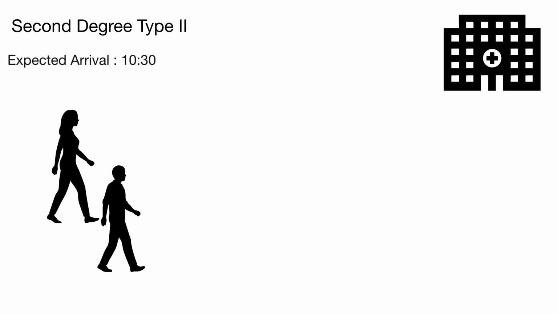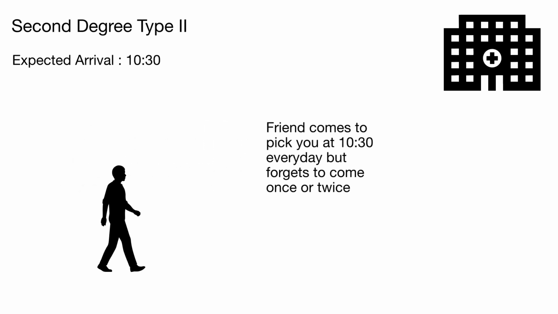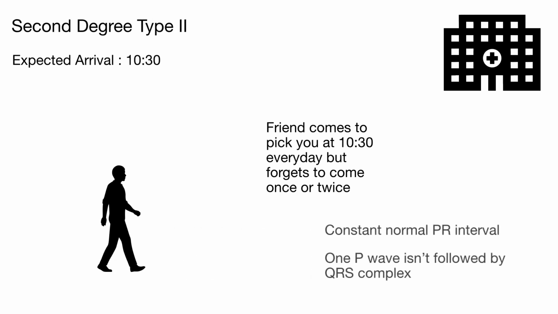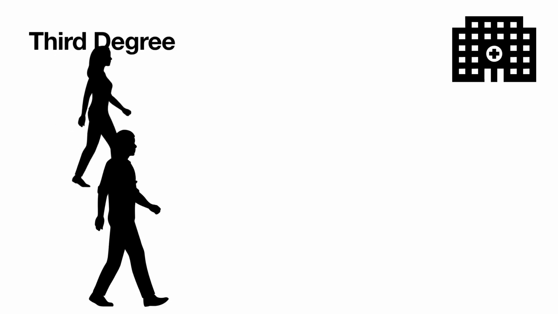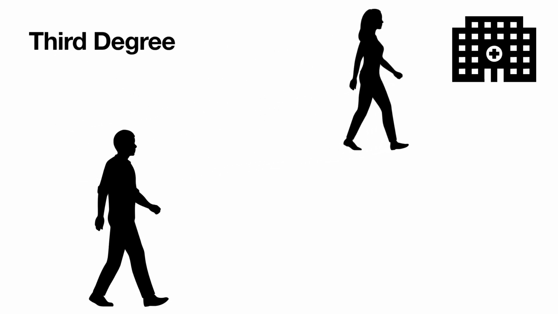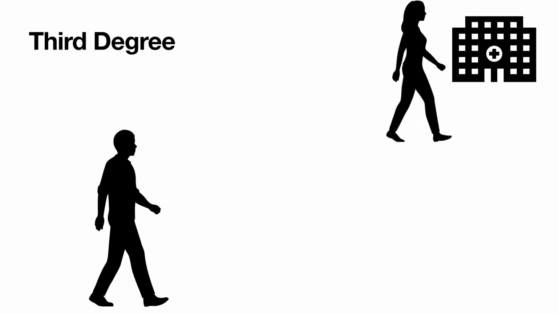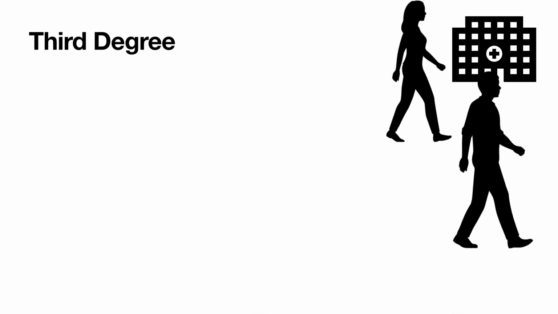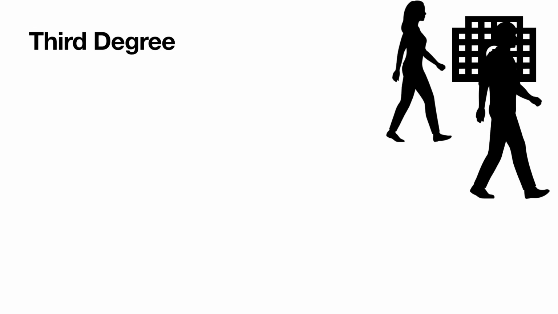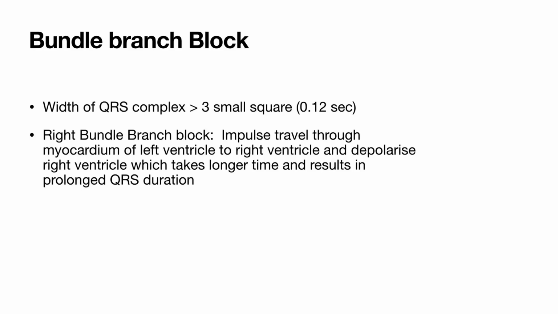Second degree AV nodal block, Mobitz type 2, is when your friend meets you every day at 10:30 a.m. but forgets to come once or twice a week. So, it means the PR interval of the conducted beat is constant, but one P wave is not followed by a QRS complex. Third degree heart block is when you dislike this behavior of your friend and start going to work separately. That is, in third degree heart block, there is no relationship between P waves and QRS complexes.